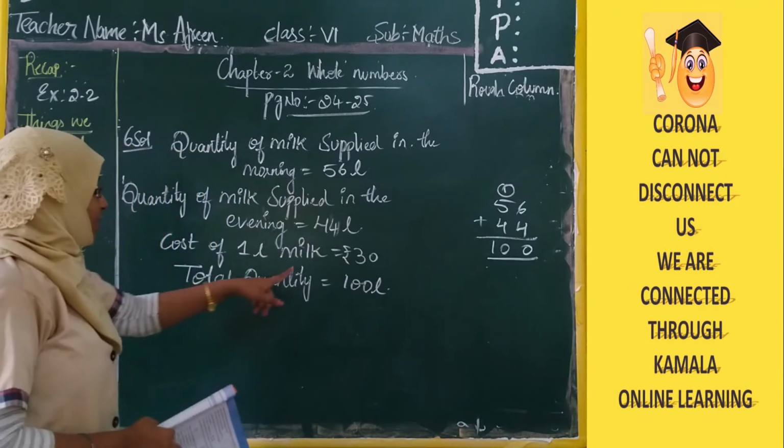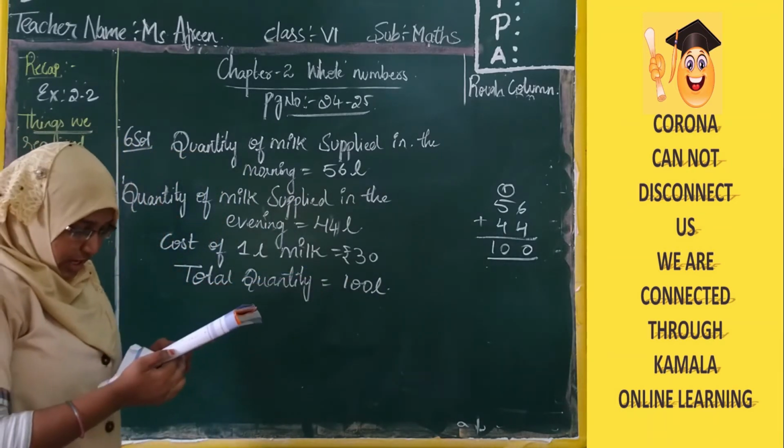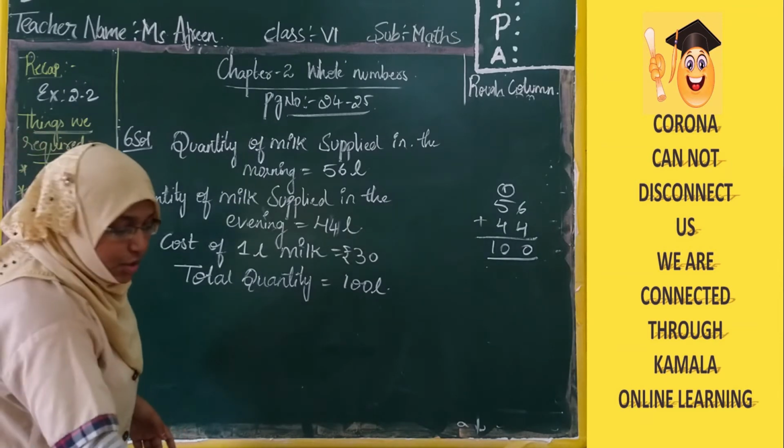Now we know the cost of 1 liter of milk. Now what do we have to find? What did the question ask? How much money does he get per day? So how much amount does he get?